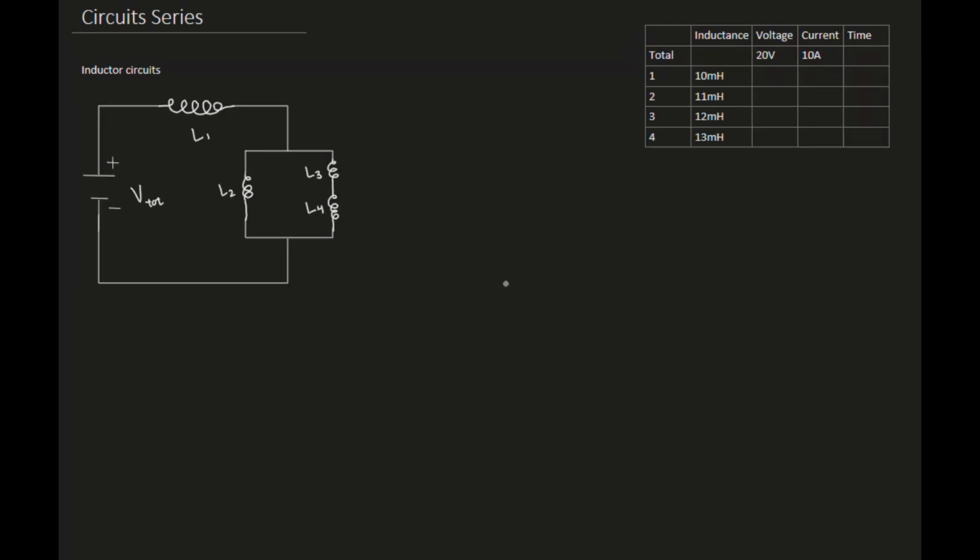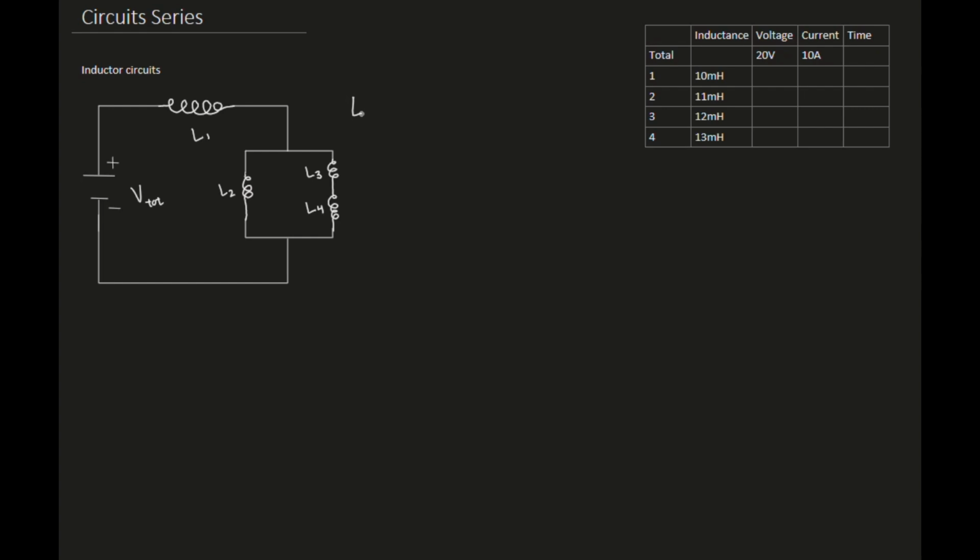As with the other examples we looked at for the resistor circuits and the capacitor circuits, we're going to look at inductor circuits where we have a combination of both series and parallel inductors, and what that's going to look like. To start, we essentially want to derive our equivalent or total inductance.